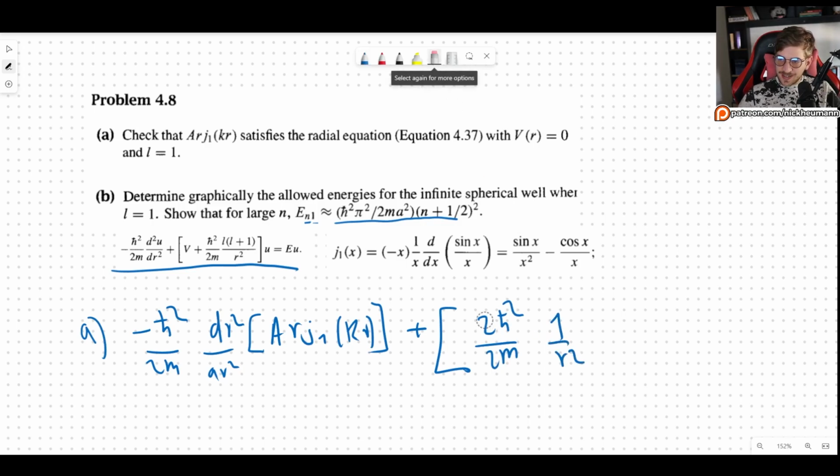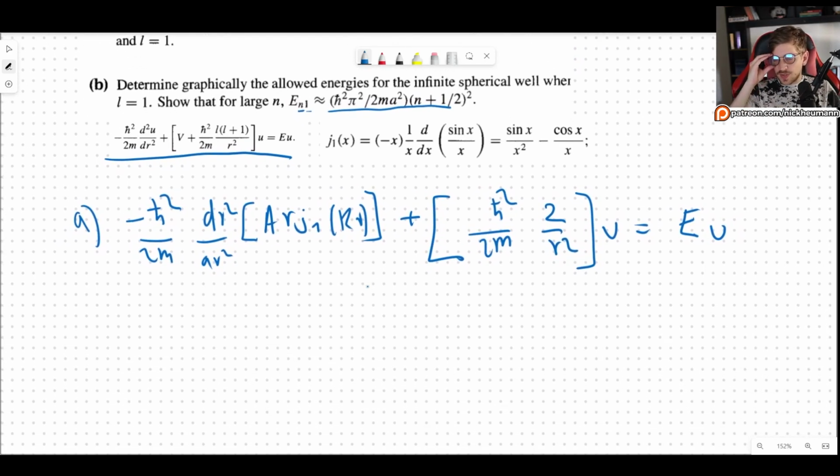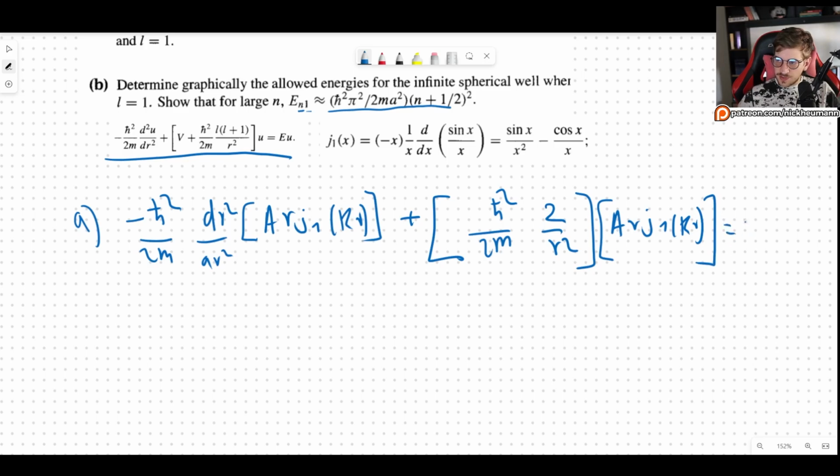And actually, I'm going to write it like this. So 2 over r squared. Now, I'm not going to cancel the 2's. Why? Because what we want to do in the end is just go back to the original u. I guess I should have written it down here. You can go ahead and just cancel the 2's. I just like to have them there in case it's useful in some way. So this is A r j1(kr), and this is equal to the energy times A r j1 evaluated at kr. Okay, so what exactly is r times j1?